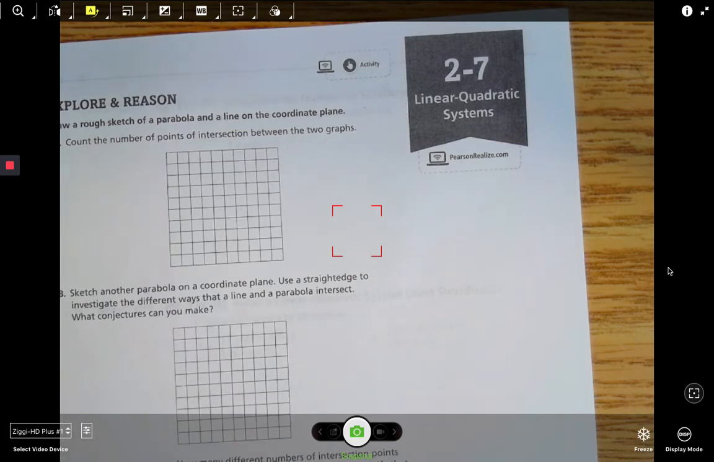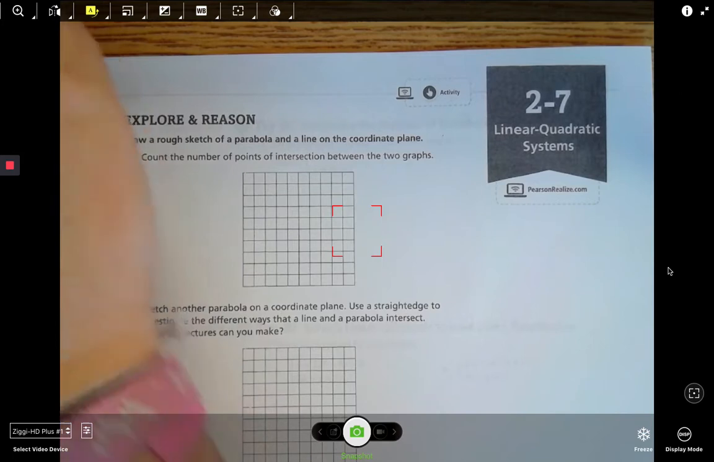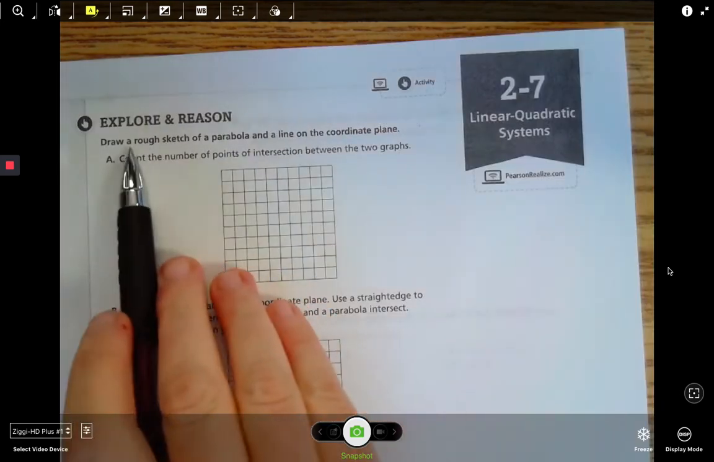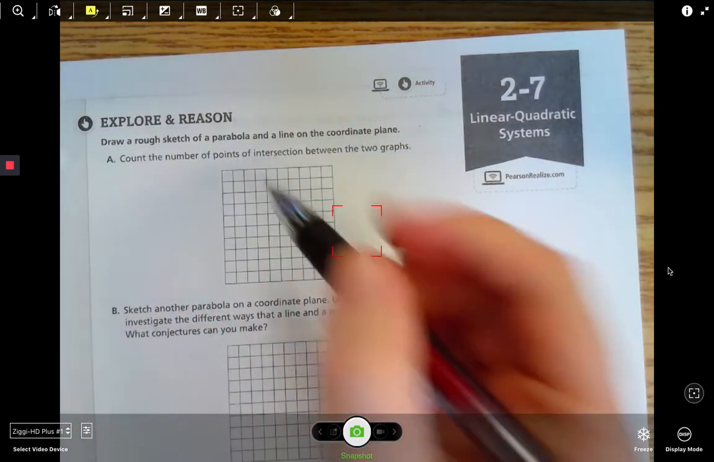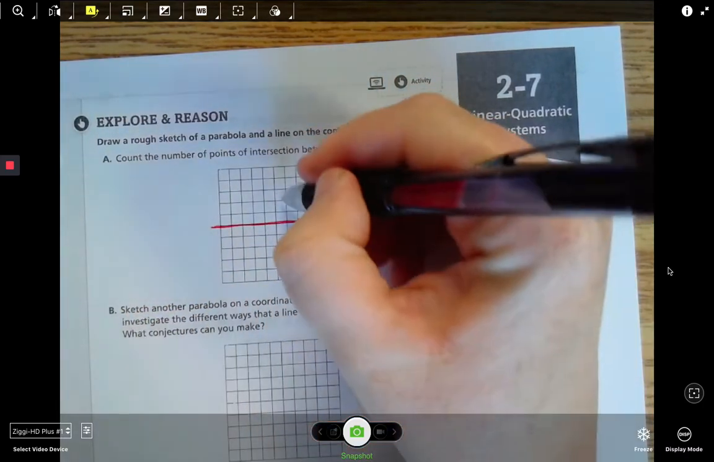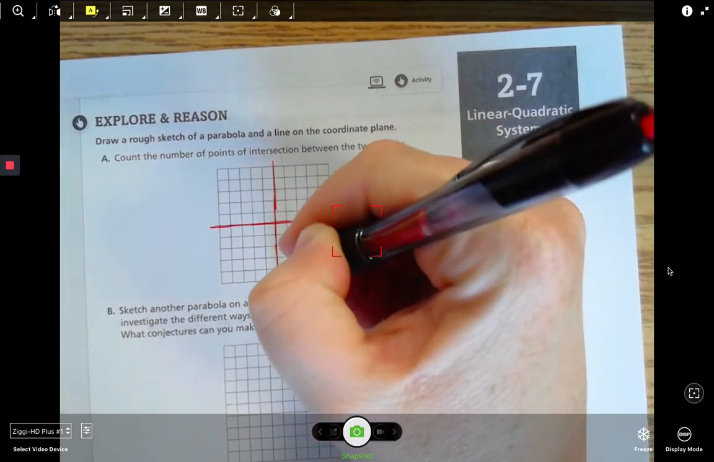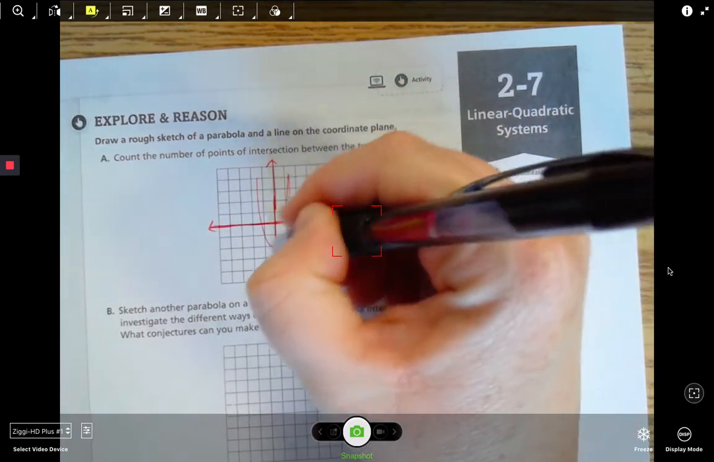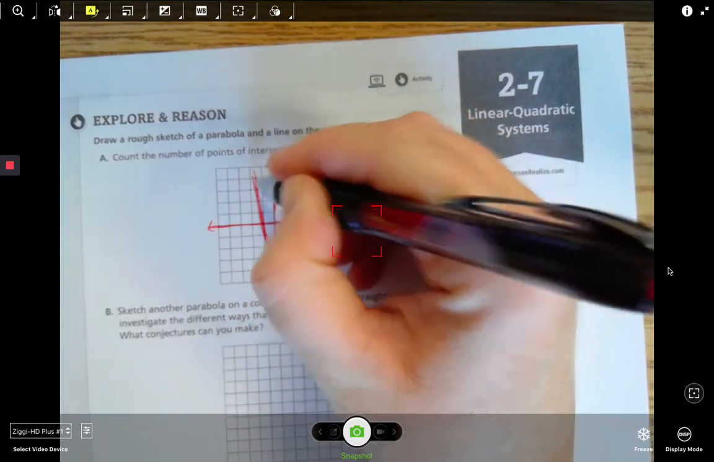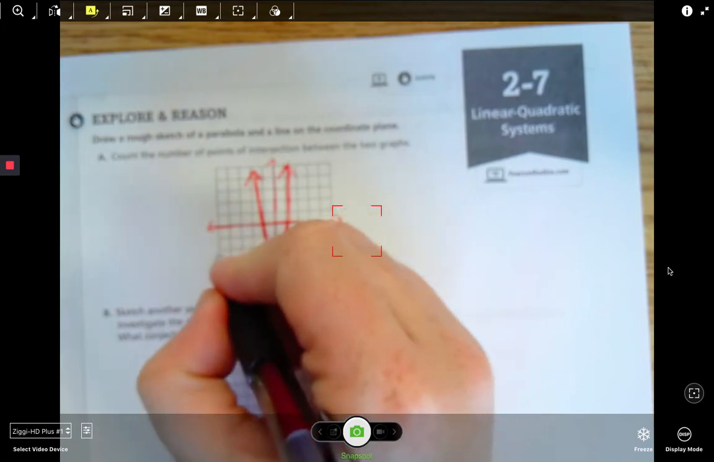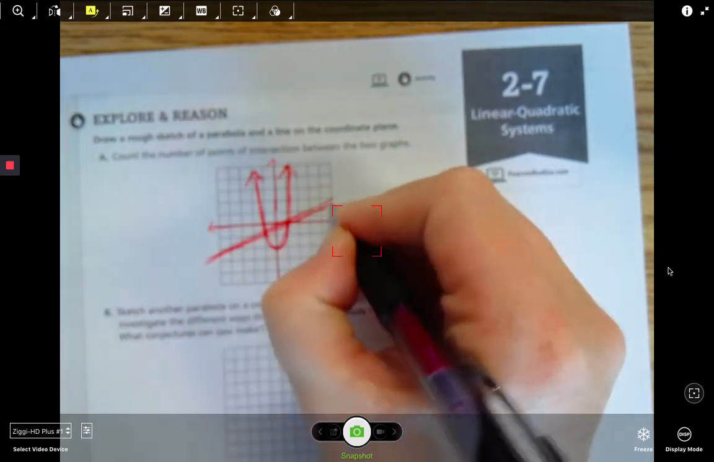Alright, first part of this lesson of linear to quadratic systems asks us to count the number of points of intersection between the two graphs after drawing a rough sketch of a parabola and a line on a coordinate plane. So I just draw my x and y axes, and it's just a rough sketch. They just want nothing exact. But let's see. Here's my parabola, and let me draw just a line across this way.